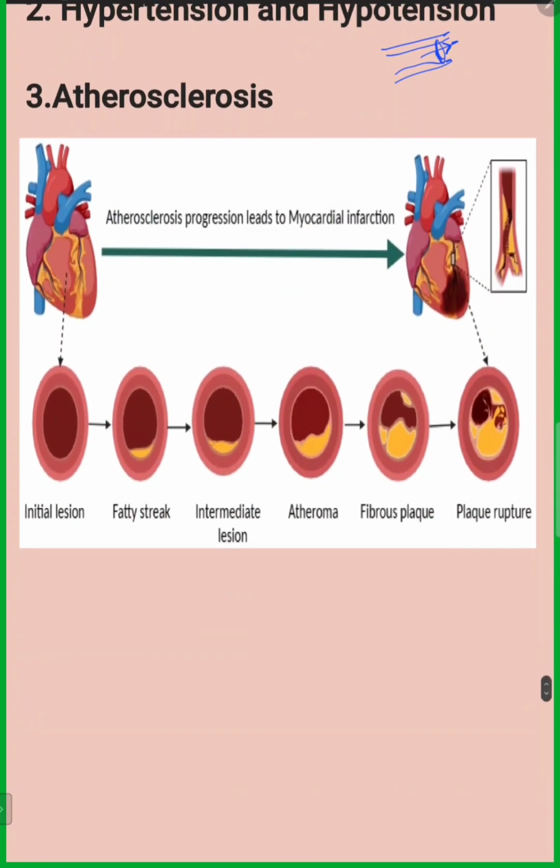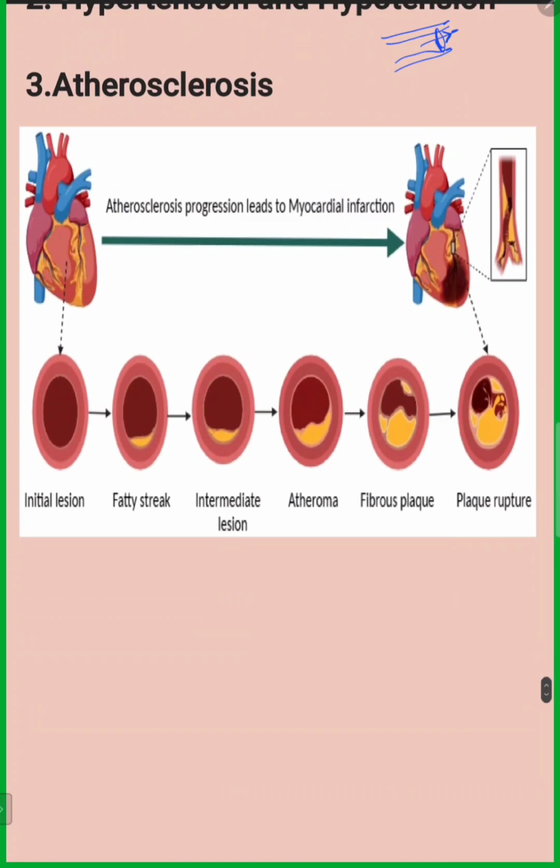When I consider atherosclerosis, there are two types of lipoproteins in our body: high density lipoproteins and low density lipoproteins. These low density lipoproteins can deposit inside the blood vessels. When they deposit inside the blood vessels, they are called atheroma.